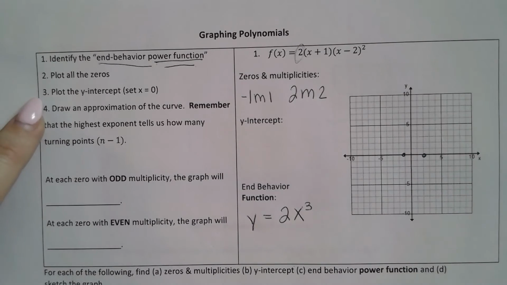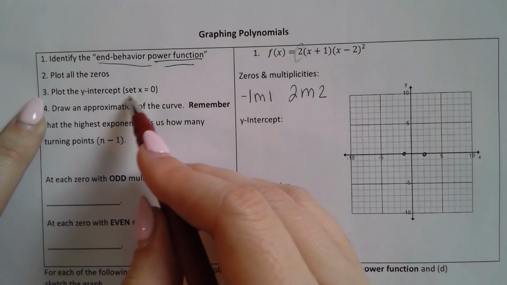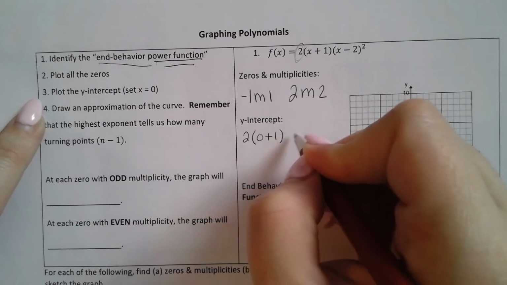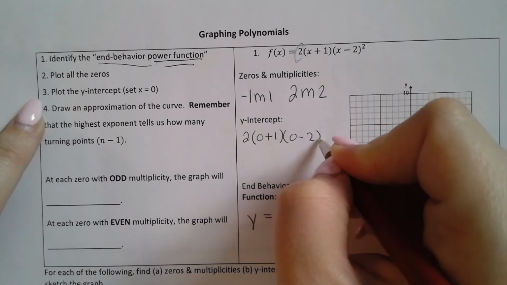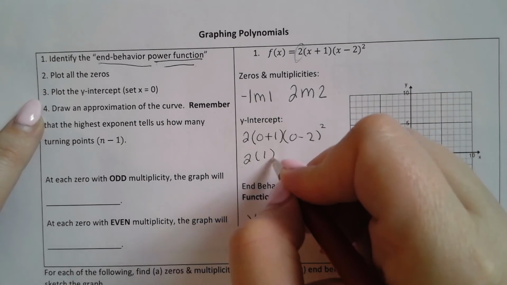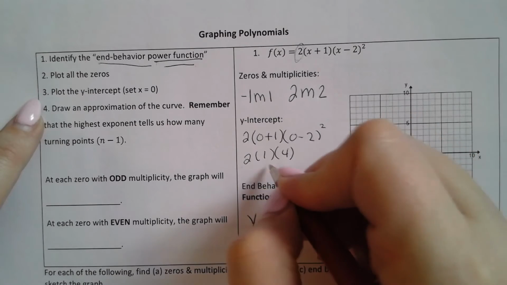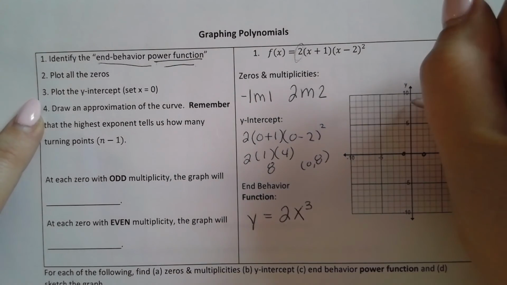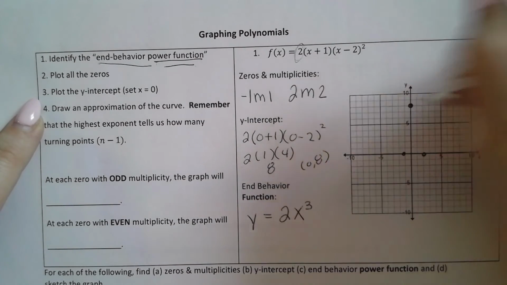Okay, then we're going to plot our y-intercept. So we're going to set x equal to 0. So we've got 2 times 0 plus 1 times 0 minus 2 squared. So it gives me 2 times 1 times 4, or 8. So our y-intercept is 0, 8. So I'm going to plot the y-intercept.